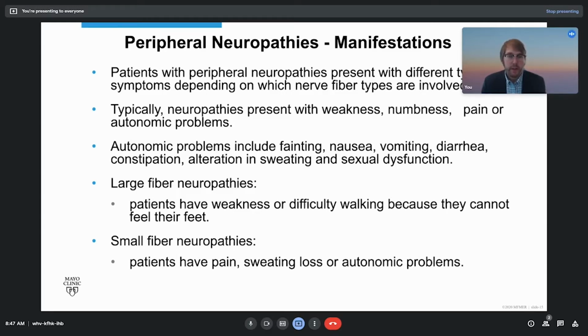Neuropathies that affect those large caliber fibers cause weakness because, as I said before, those large fibers are mostly going to muscles. They might also have difficulty walking because they cannot sense where their feet are. Patients with small fiber neuropathies have pain, sweating loss, or autonomic problems.